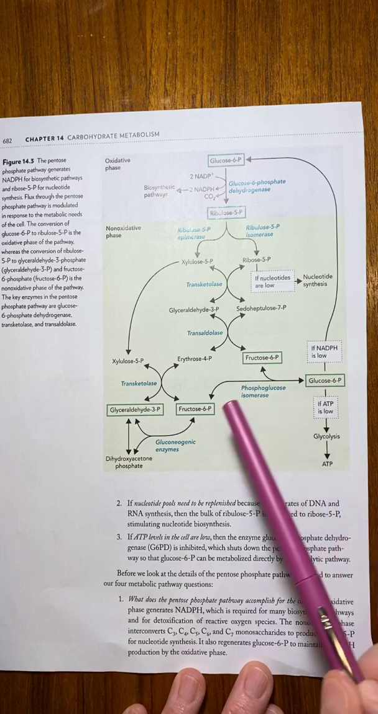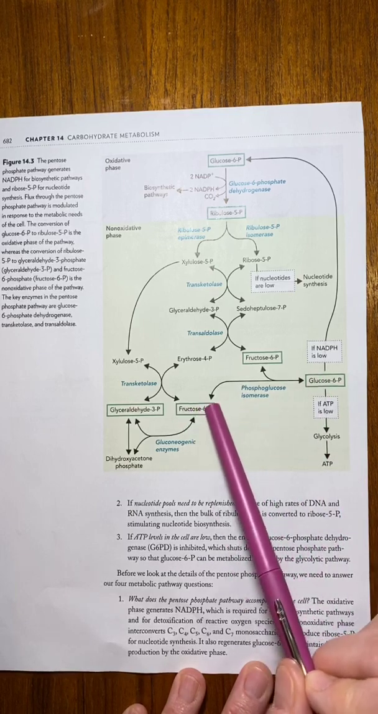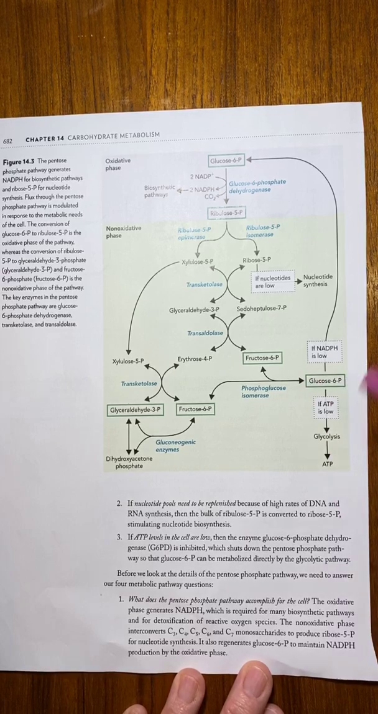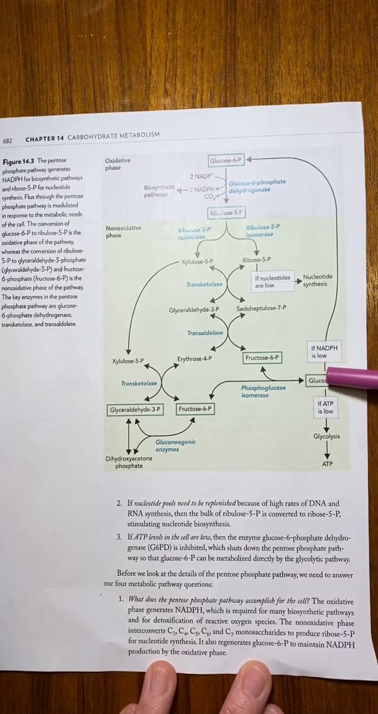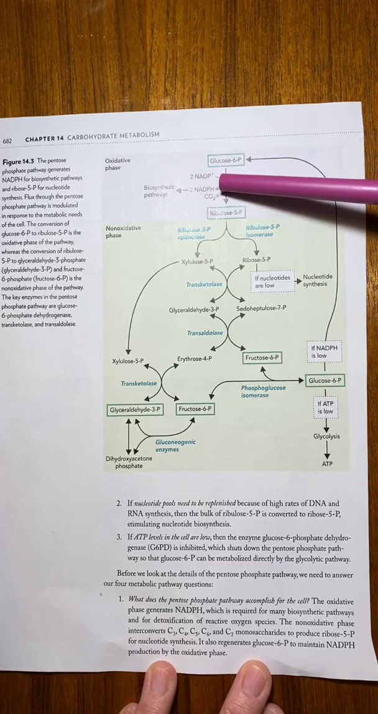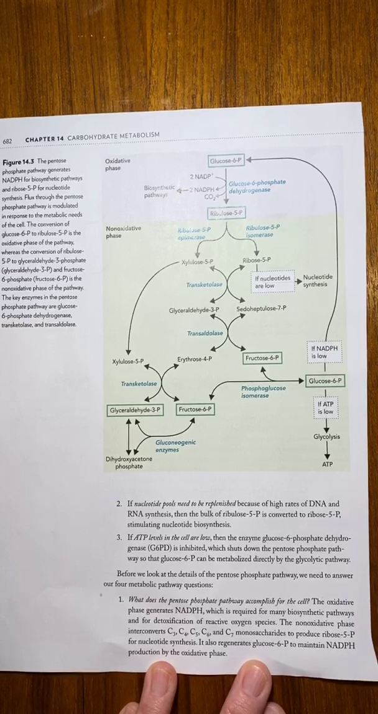Everything in a box is important. So the fructose 6-phosphate then can be isomerized to glucose 6-phosphate, and what happens to that depends on what's going on in the cell. So if NADPH is low or your cells are under oxidative stress, the glucose 6-phosphate will go back up here and you'll make more NADPH, and that will be used to detoxify cells.